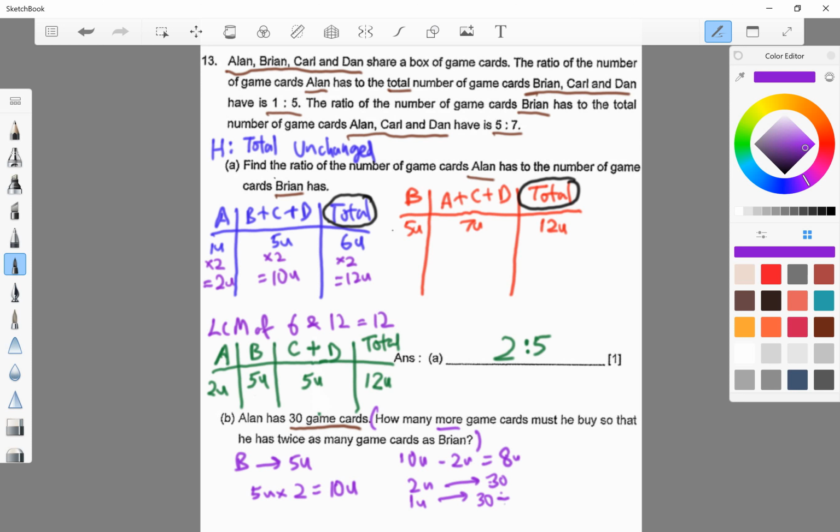Let me just write it properly. So 30 divided by 2 is 15. And last but not least, how many more must Alan buy? Alan needs to buy 8 units more game cards, and that will be 15 times 8. If I key this equation into my trusty calculator, I'll have 120 as my answer. So part A is 2 to 5. Part B will just be 120. Do y'all agree with me that this is a very simple kind of ratio question?